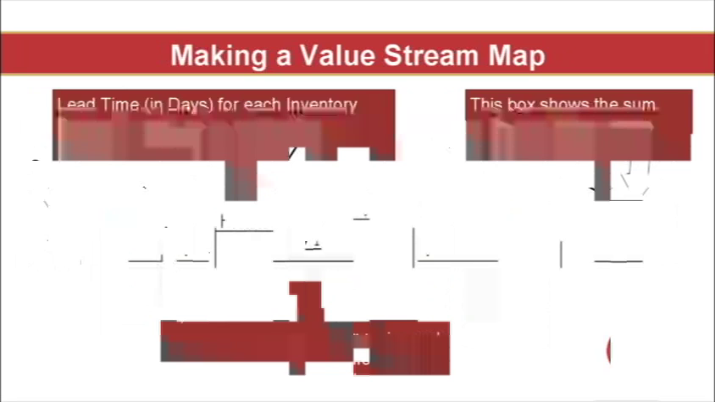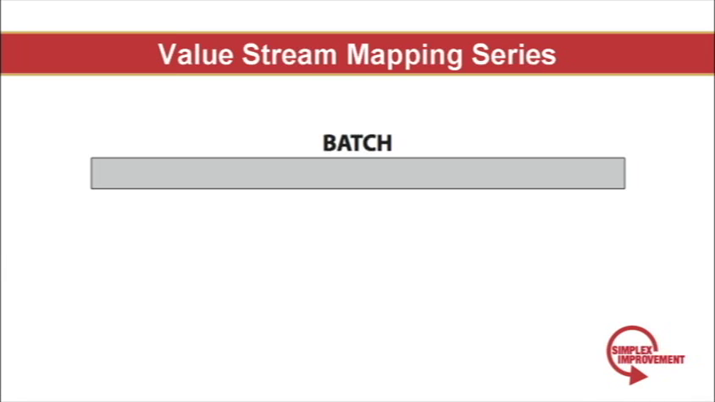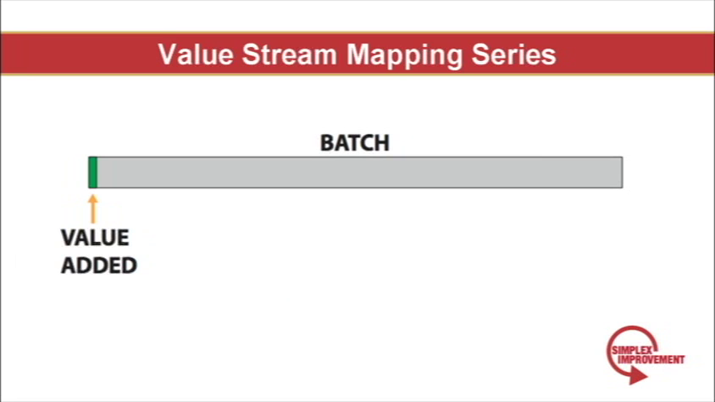Now, in our model, cycle time at each station is all value-added time. In the real world, only a portion of your cycle time will be value-added. Now, there's one final conceptual point I want to drive home. If you are producing in batches, do not put the time it takes to process the entire batch as value-added time. Only put down the time it takes to process the first piece in the batch as value-added time. Remember, the customer only wants one piece at any given time.